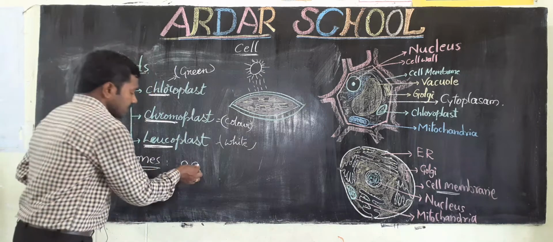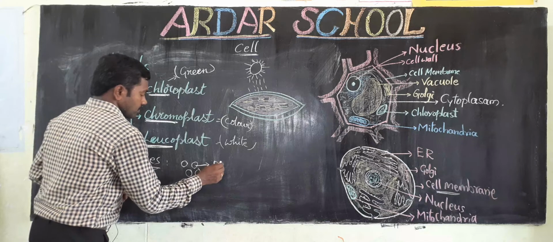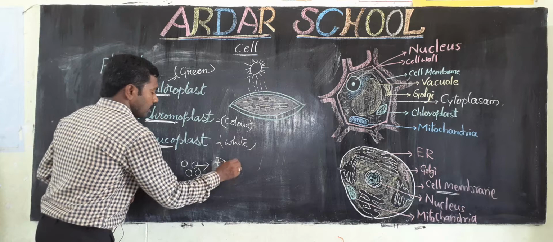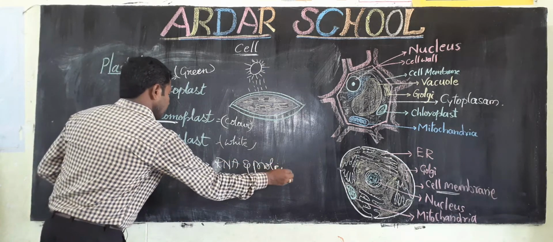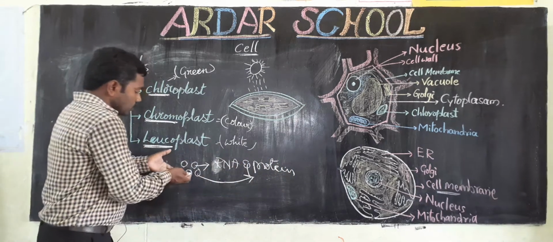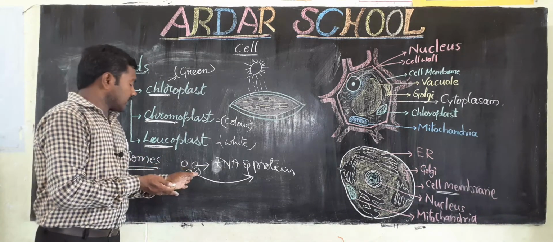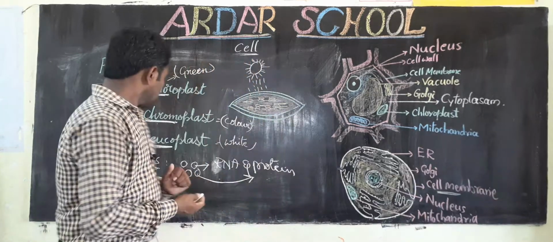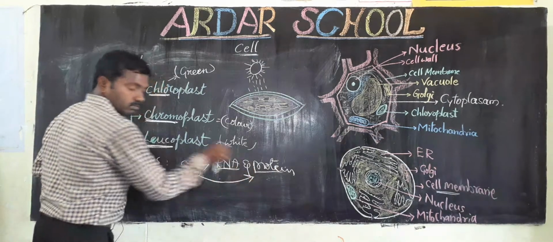Okay, what are they made of? They are made up of RNA and protein. What is the use of these bodies? Ribosomes carry out protein synthesis. That is the main important thing. So ribosomes are made up of RNA and protein.